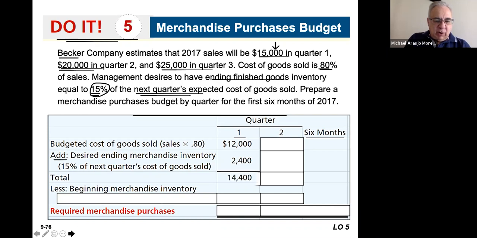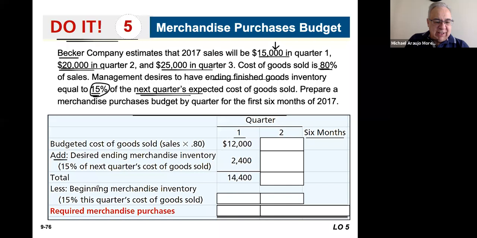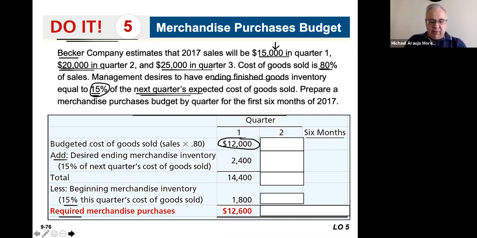So they have a total of 14,400, and then they're going to subtract out their beginning merchandise inventory, which is 15% of this quarter's cost of goods sold. Well, this quarter's cost of goods sold is given to you right here. And so 15% of that is 1,800. So the required purchases for the first quarter would be $12,600. The total of the budgeted costs and the desired ending inventory minus the beginning inventory.